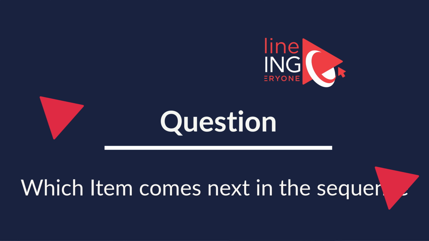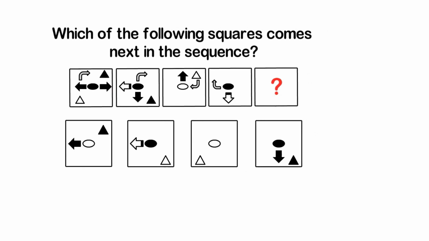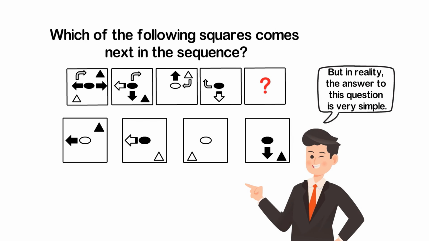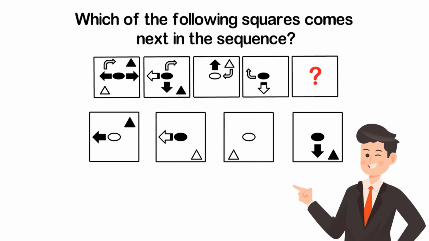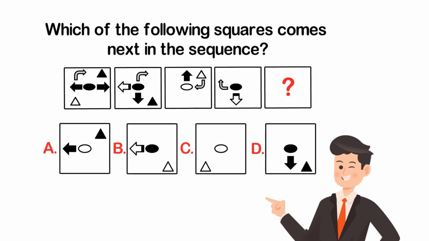Here's the question that on the surface seems very, very hard to solve. But in reality, the answer to this question is very simple. You're presented with 5 different squares. Squares 1 through 4 have shapes inside, and you need to determine the missing square 5.